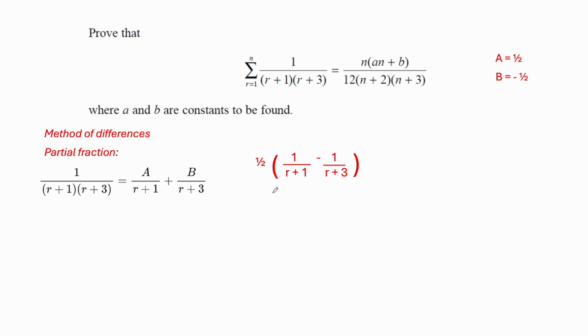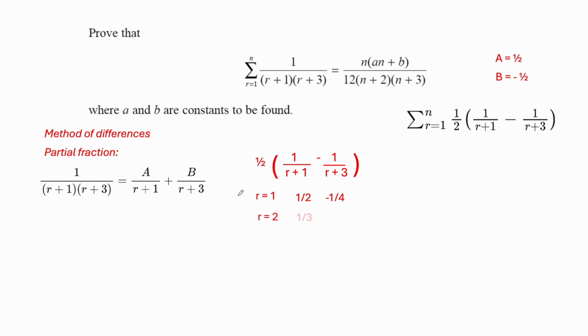Now what we need to do is the method of differences, and from this we know that r is equal to 1, so we're going to start at r equals 1, and then we're going to work our way until we cancel out all the terms and we're left with this equation. So first we'll do r equals 1, and to make it easier, we're going to take the 1 over 2 out of the bracket and do just whatever's in the bracket, and we'll deal with this later. So r equals 1 gives 1 over 1 plus 1, which is half, minus 1 over 1 plus 3, which is minus 1 over 4.